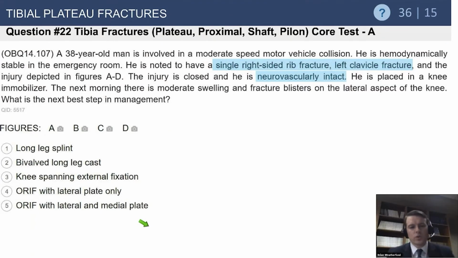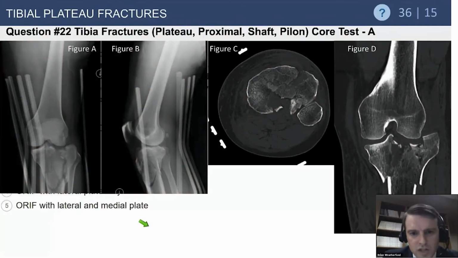Okay, so we have a 38-year-old male, motor vehicle collision. He has multiple injuries, right ribs, left clavicle. He has the injury seen in figures A through D. He's neurovascularly intact. He's in a knee immobilizer. He has moderate swelling and fracture blisters. What's the next best step in treatment?